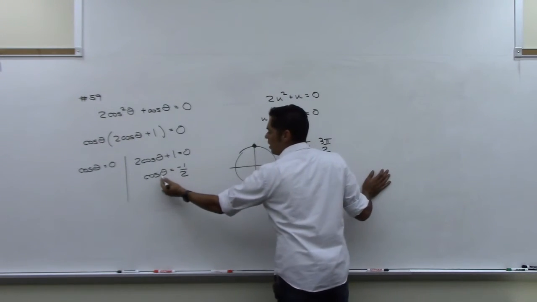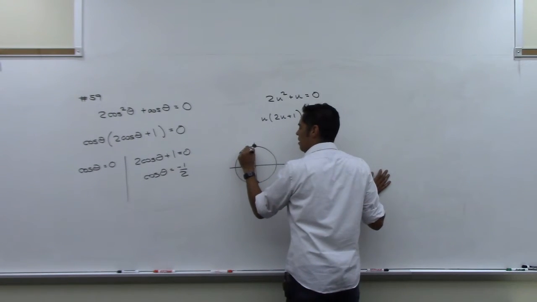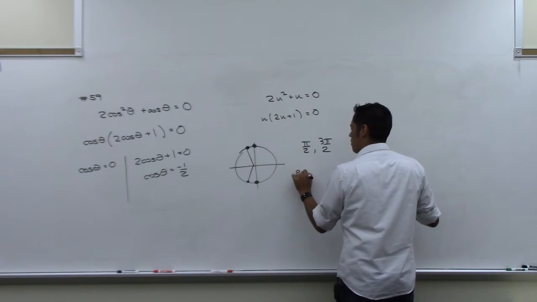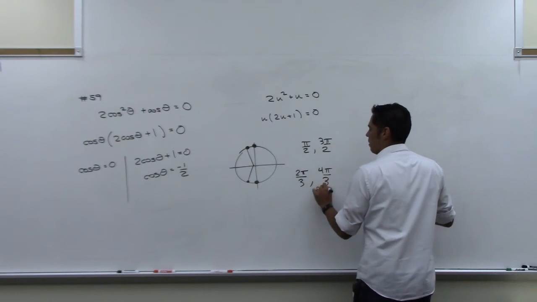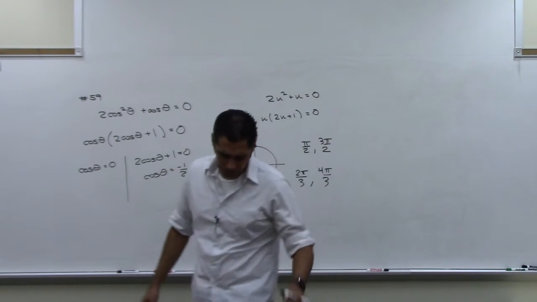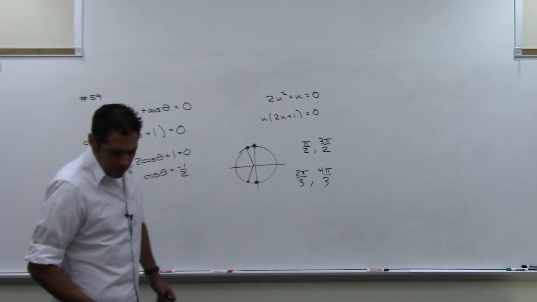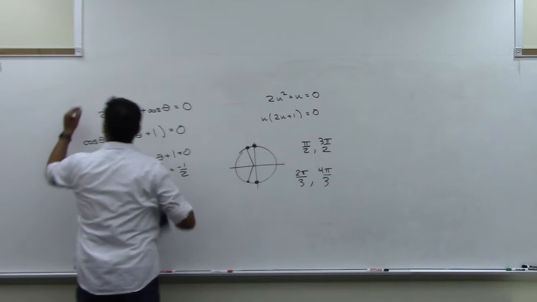Okay, where's cosine theta negative 1/2? X coordinate negative 1/2 is here and here, those two angles. That's 2 pi over 3 and 4 pi over 3. That's it. 61, 2 sine squared theta minus sine theta minus 1 equals 0.